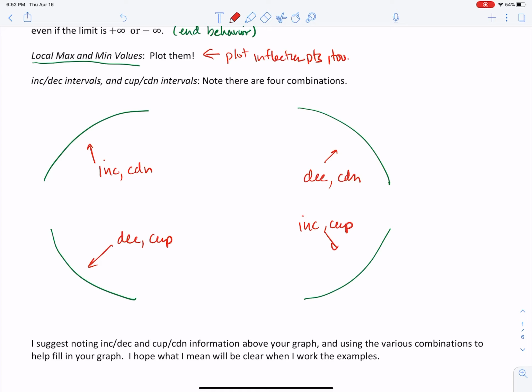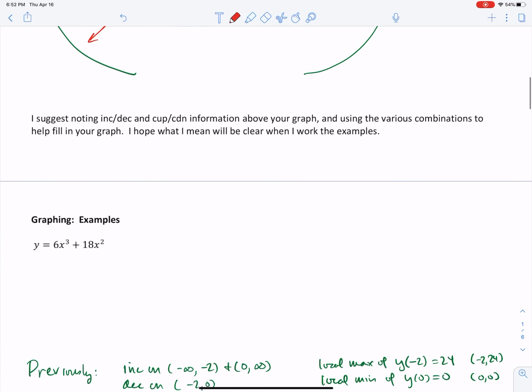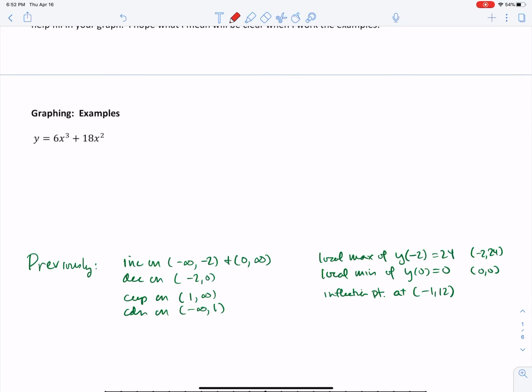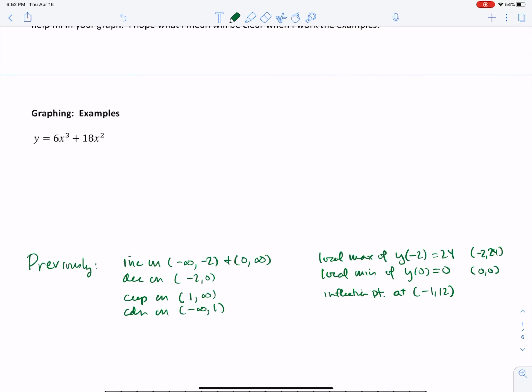So let's get to this and do a couple of examples in this video. We're going to be using the same functions that we looked at back in sections 4.3 and 4.4, where we were finding increasing, decreasing, concave up, concave down, all that good stuff for these functions. And so our first one is y equals 6x cubed plus 18x squared. So you can see here below, I've summarized all the information that we gathered in our previous videos from 4.3 and 4.4. But let's go ahead and think about the other stuff that we were talking about.